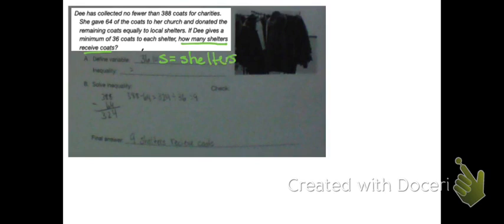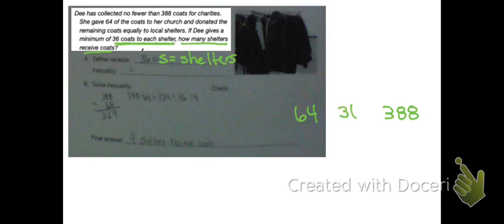And I'm going to get you started on this problem, writing this inequality, but I want you to finish it up. So it says they can collect no fewer than 388. So that's like your total. She gave 64 coats to her church, and she donated the remaining coats to shelters. She gives a minimum of 36 coats to each shelter.